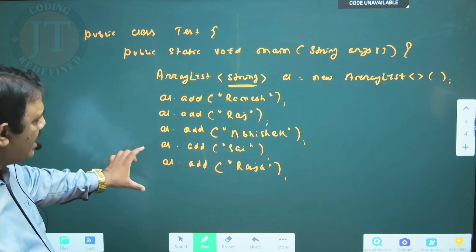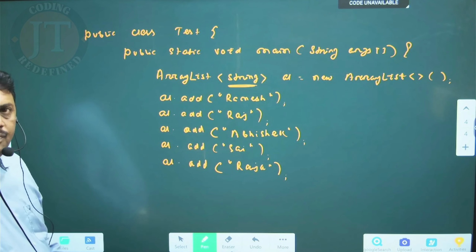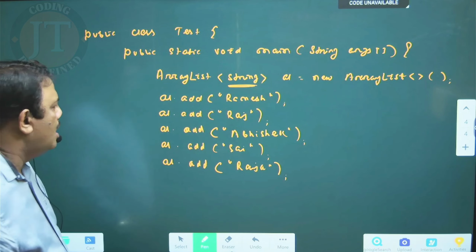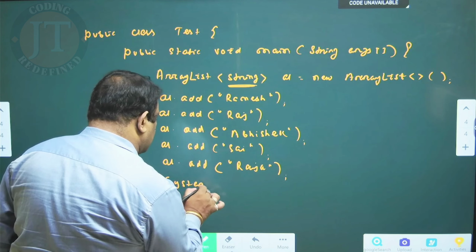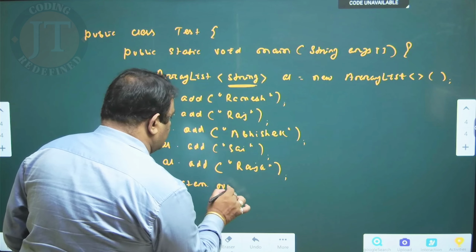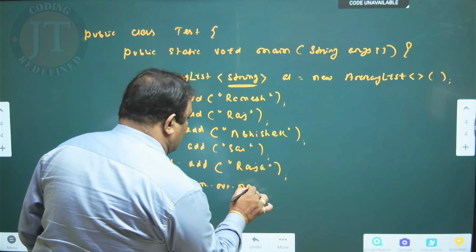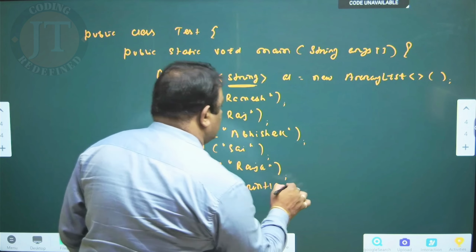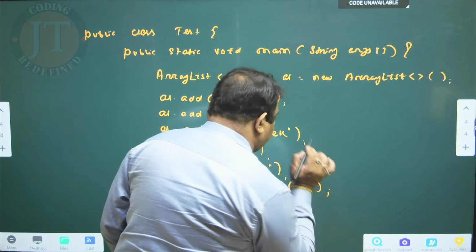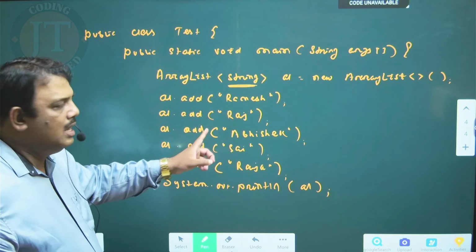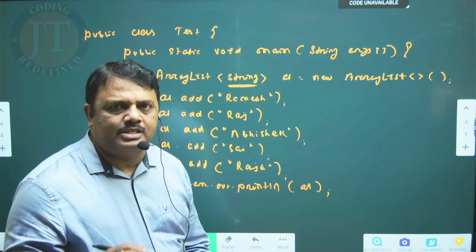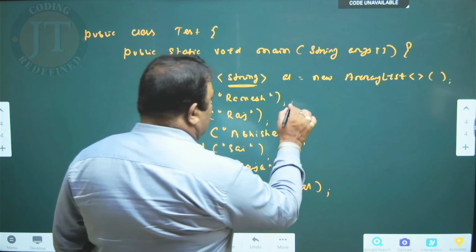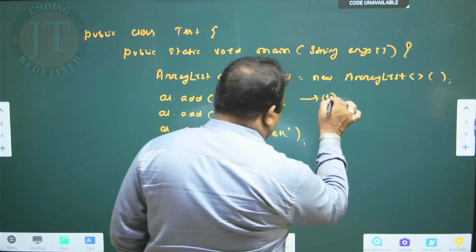Now, how many elements did I add here? 5 elements. When I write System.out.println and pass AL, what will print first? You know that ArrayList is inherited from List.